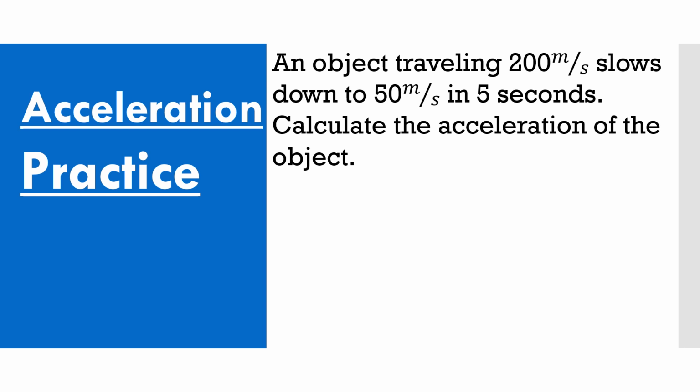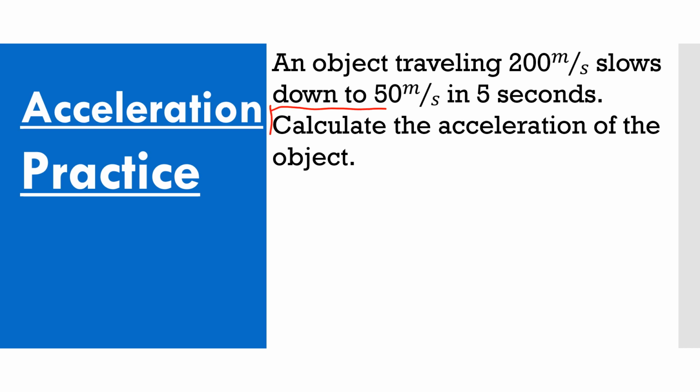And one more example. Now this one is something I really want you to pay attention to, because this time we're not gaining speed, we're slowing down. Okay? So it's going to tell us a lot about this problem. It's still acceleration, even though it's slowing down. So an object traveling 200 meters per second slows down to 50 meters per second in 5 seconds. Calculate the acceleration of the object.